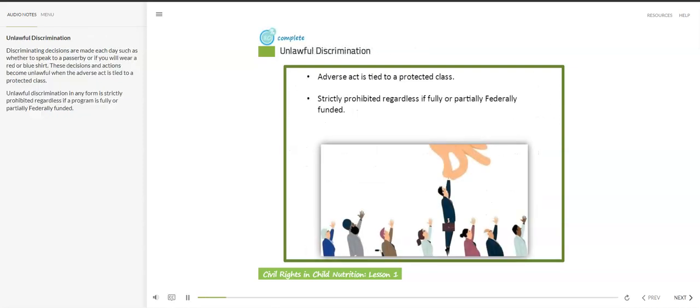Unlawful discrimination. Discriminating decisions are made each day, such as whether to speak to a passerby, or if you will wear a red or blue shirt. These decisions and actions become unlawful when the adverse act is tied to a protected class. Unlawful discrimination in any form is strictly prohibited, regardless if the program is fully or partially federally funded.